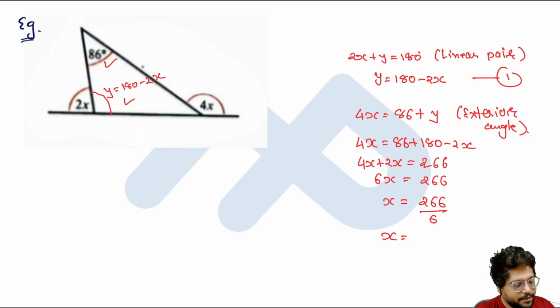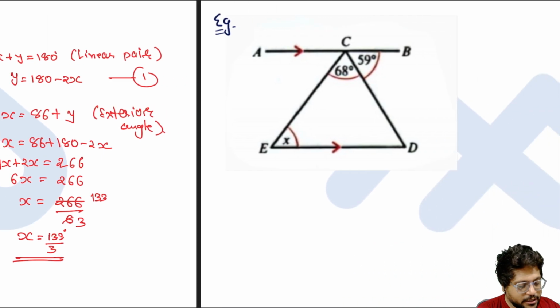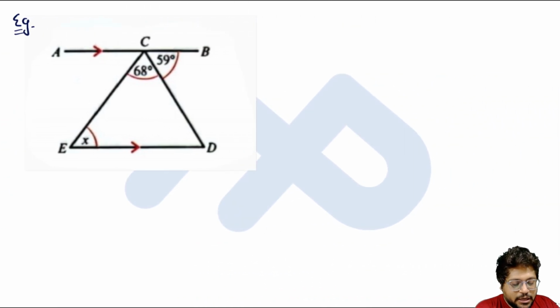So here I can cut it by 2. So this will be 3 and this will be 133. So simply x can be written as 133 divided by 3 degrees. Clear? Yeah. Let's see this last one.